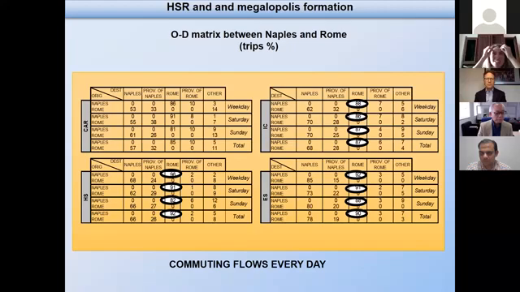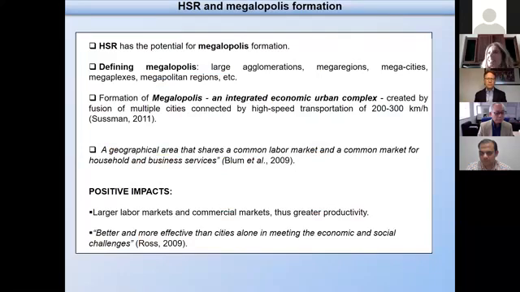So the idea that between Napoli and Roma there are so many commuting flows gave me the idea of thinking of the question of whether between Napoli and Roma a megalopolis exists, a mega city or a mega region. So what I did was to start from the literature, and in the literature I found many definitions of megalopolis, large agglomeration, mega regions, mega cities, megaplexes, megapolitan regions.